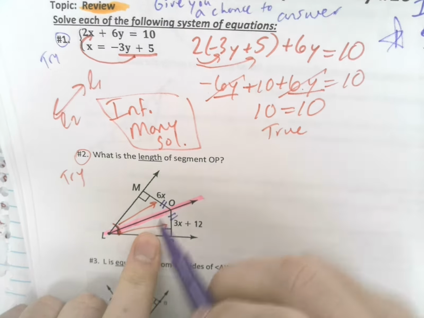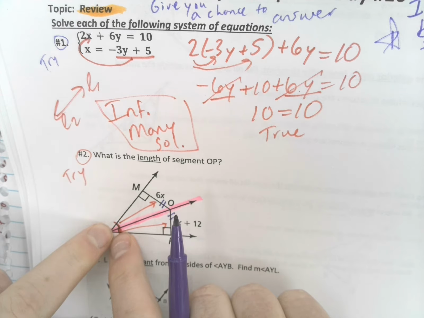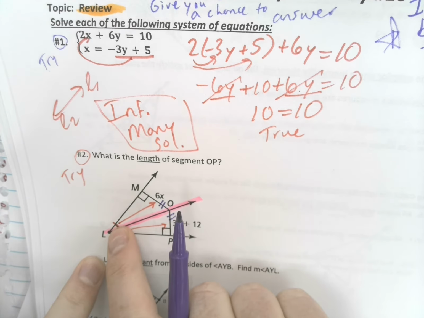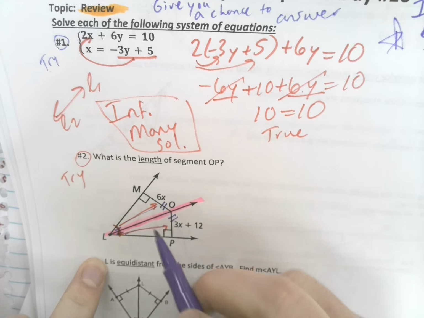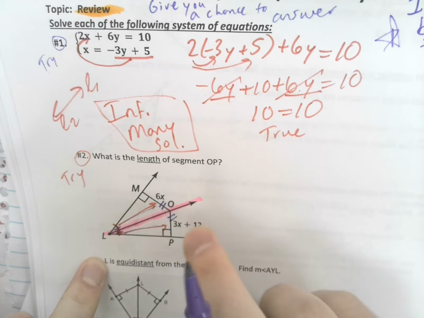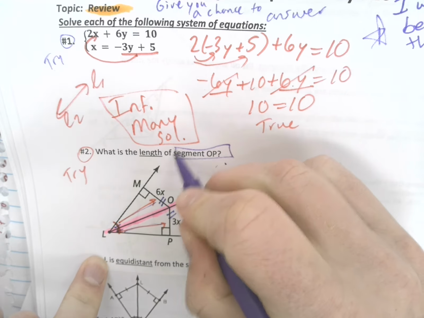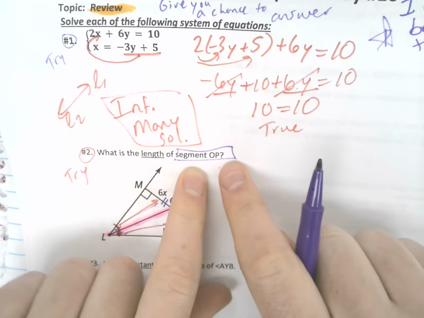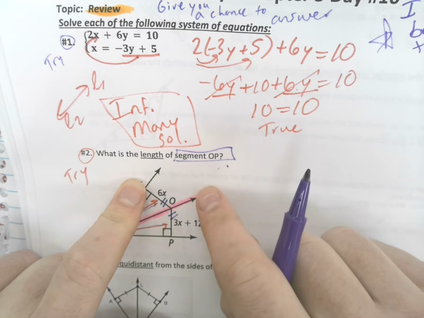All right, number 2. We see this middle line here is an angle bisector. It cuts these 2 angles in half. And because these 2 angles are the same, that means the sides they create are the same. So this side, OM, and this side, OP, are congruent. So if we want to find segment OP, and again, I always recommend boxing in whatever you need to find. That way you can keep track of what you're trying to solve for.